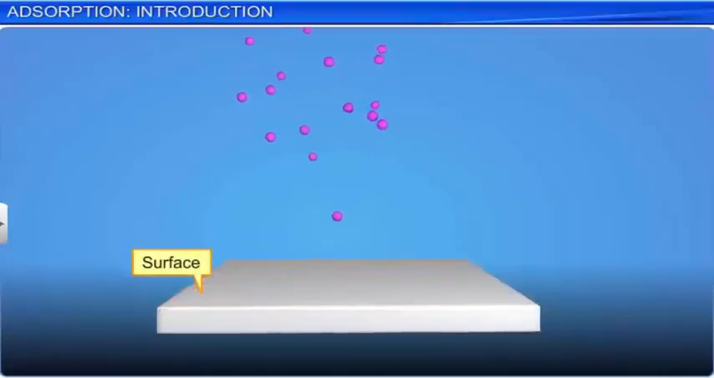The branch of chemistry that deals with the study of the phenomena that occur on the surface or interface, that is, at the boundary separating two bulk phases, is known as surface chemistry.